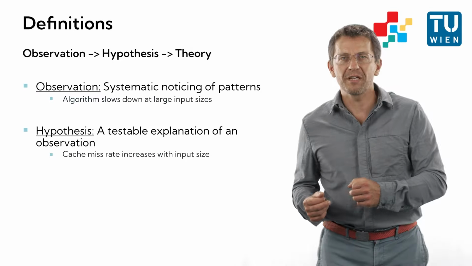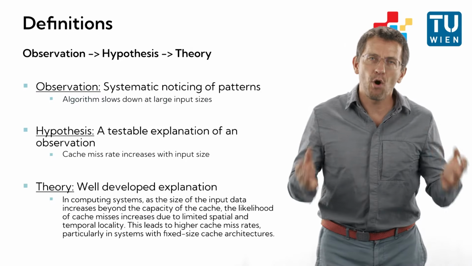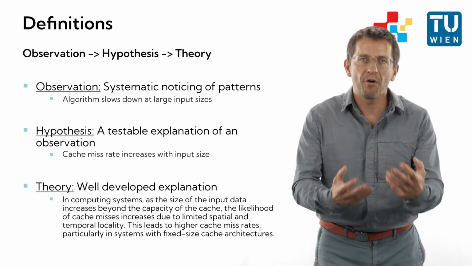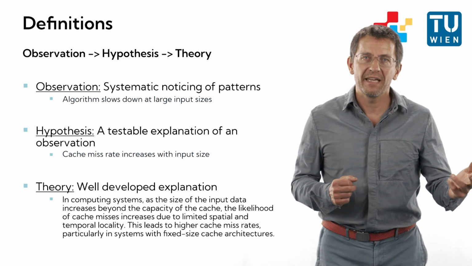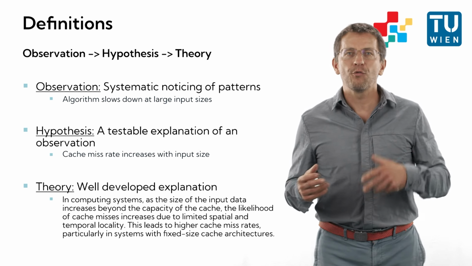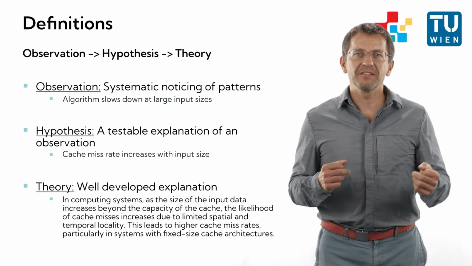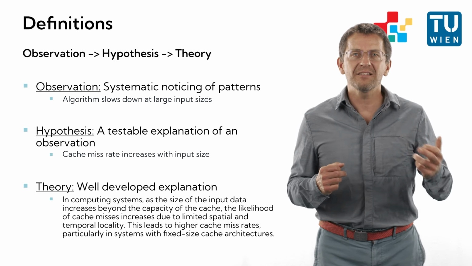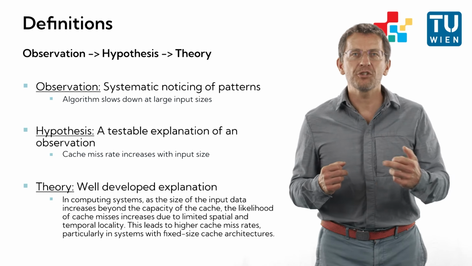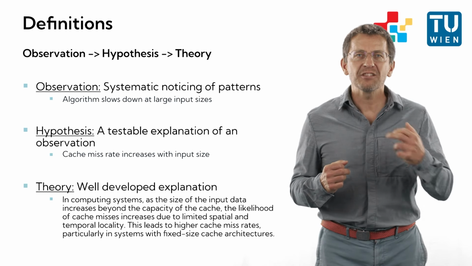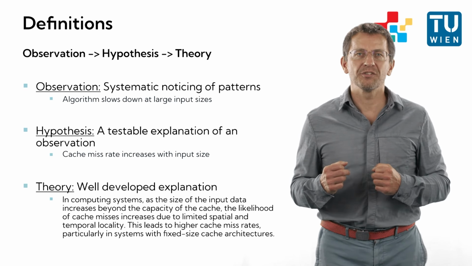Finally, we have a theory. A theory is broad, well-developed, and supported by strong evidence. It doesn't just explain what happens, it explains why. For example, in computing systems, as input size exceeds cache capacity, miss rates increase due to reduced spatial and temporal locality, especially in fixed-size cache architectures.